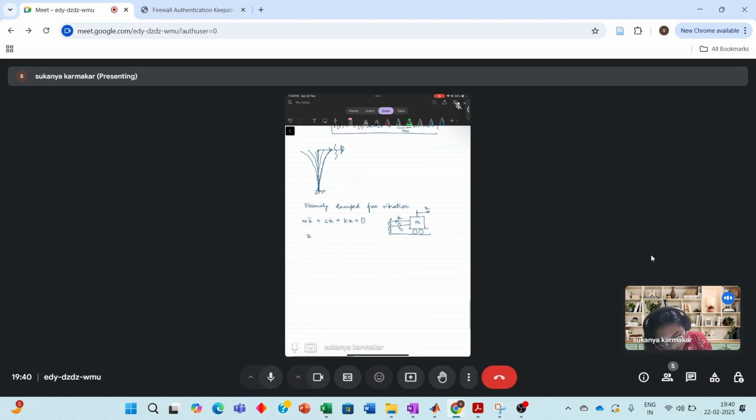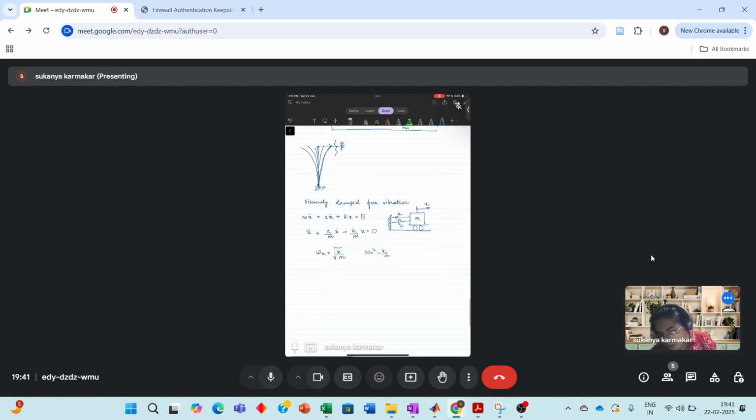Let's write it down in this form: x double dot plus c by m x dot, dividing the equation throughout by m, plus k by m x is equal to 0. We had just written on the previous page that omega n squared is equal to k by m.